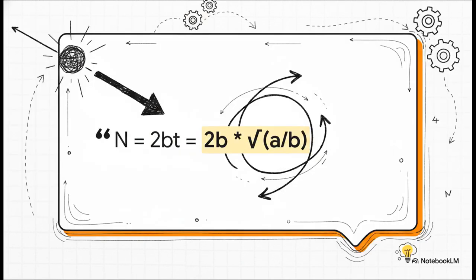But wait, we're not quite done. Read the question again. It asked for the force moment n, not the time t. This t is just the instant when the angle is 45 degrees. So for the grand finale, we take this value of t that we just found and we plug it right back into our formula for n. And there it is. That's our answer. That is the force moment at that specific instant.